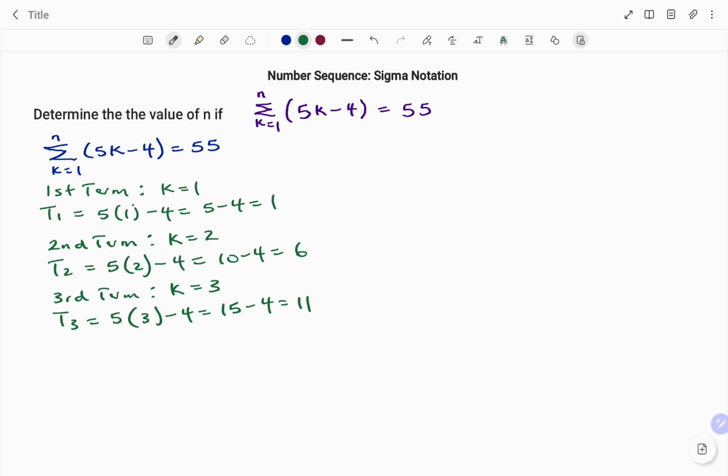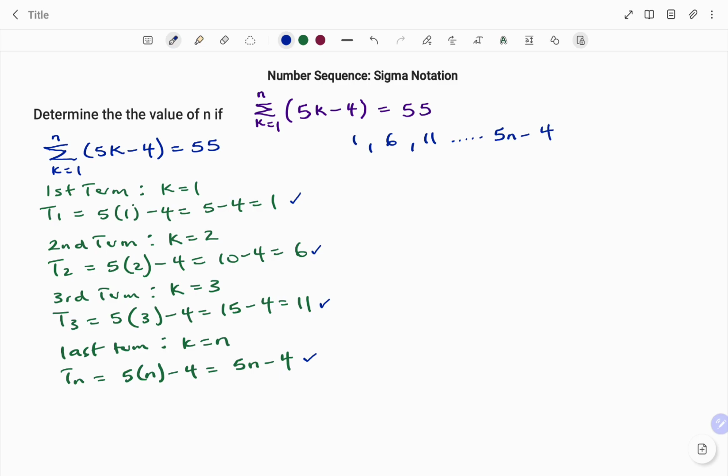Before we determine what sequence we have, I'm going to find the value of our last term. Because our last term is n, the value of k is equal to n. So we have tn, which is also our last term, equals 5 times n minus 4, which is 5n minus 4. So the series starts with the first term, that's 1, the second term, that's 6, the third term, 11, and so on until we get to the last term, which is 5n minus 4.